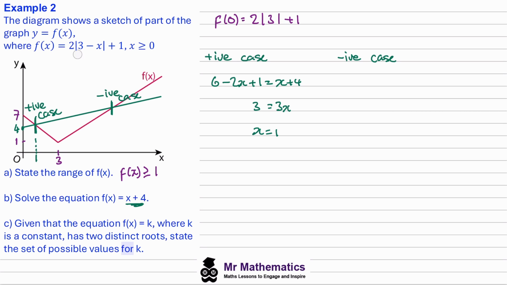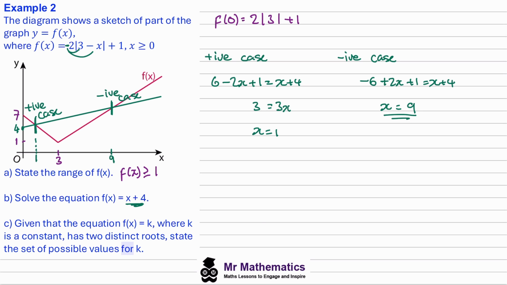We'll expand the brackets out again. This time this is a negative 2, so we get negative 6 plus the 2x plus the 1 will equal x plus 4. We'll move this x to the left-hand side. Negative 6 add 1, negative 5, which will move over to the right-hand side, and we'll get 9. So x will equal 9.